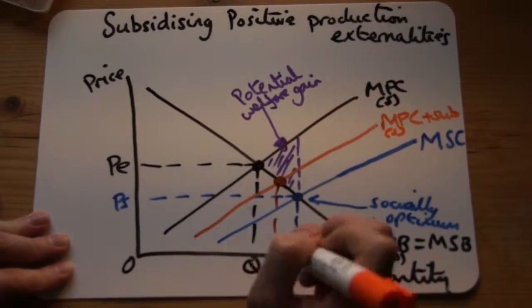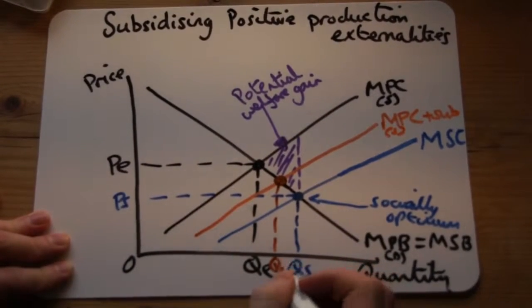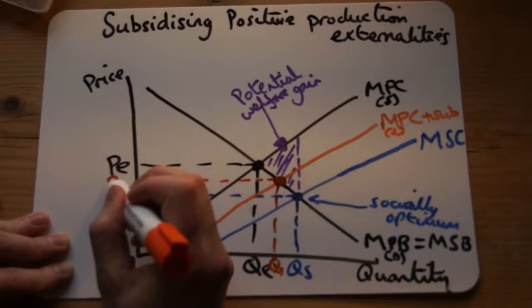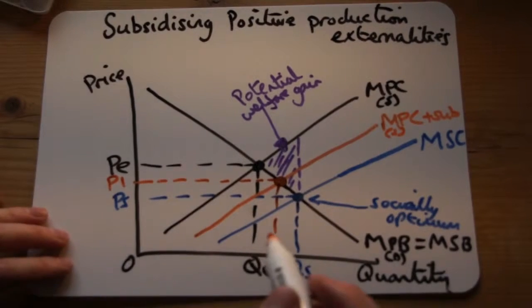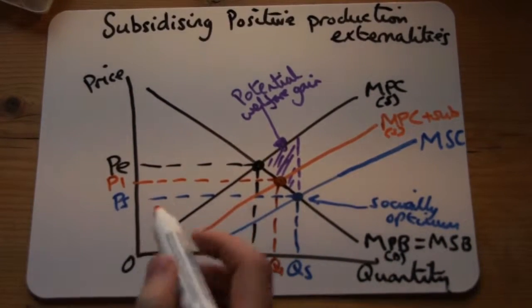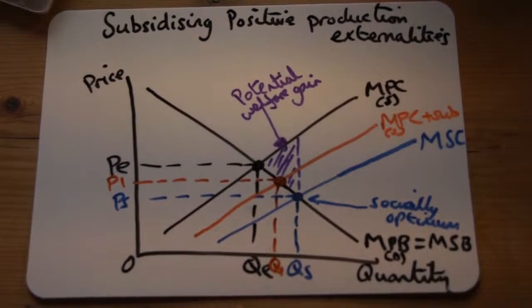So as you can see, the subsidy has worked. There is a higher quantity being produced in the market, and there is a cheaper price, P1 and Q1. But we now need to say, okay, that's fine, the quantity has gone up and the price has gone down a little bit, but how much was the subsidy? What was the actual value of the subsidy from the government?